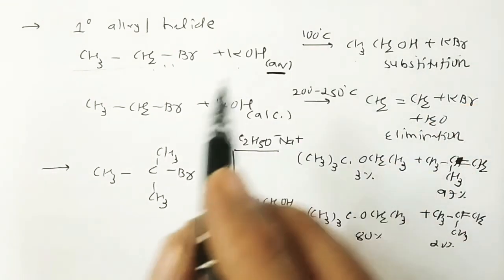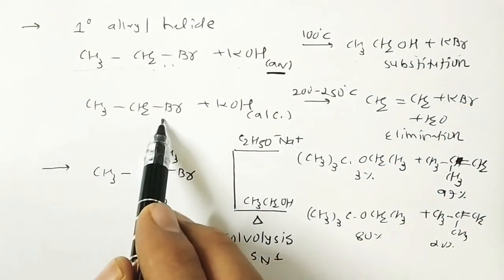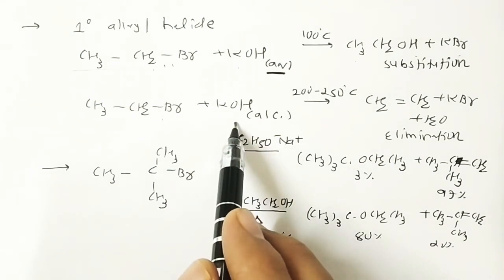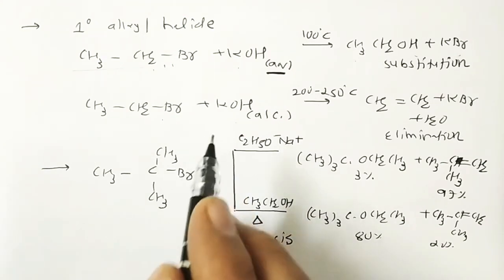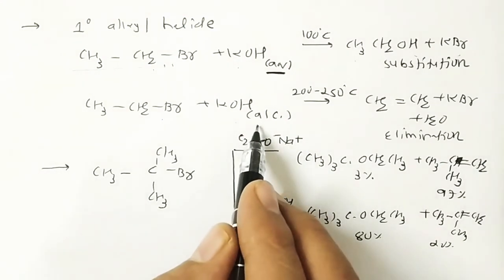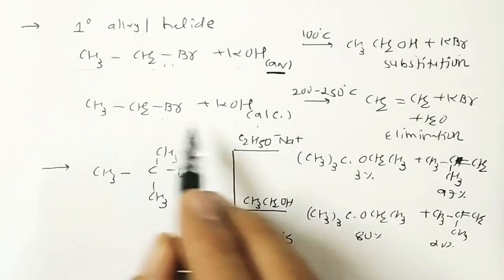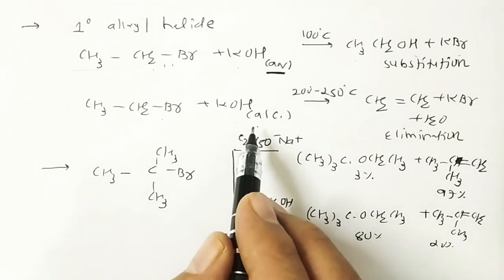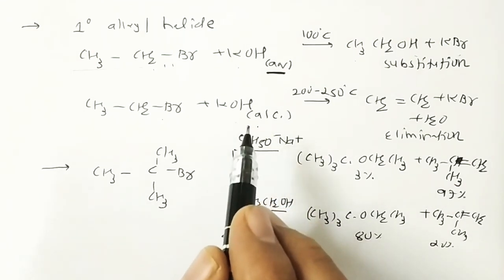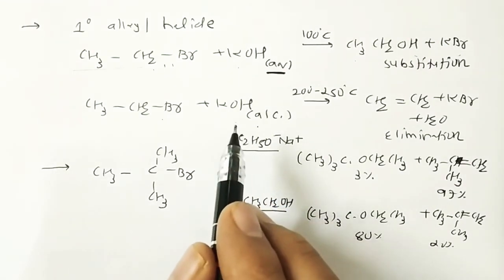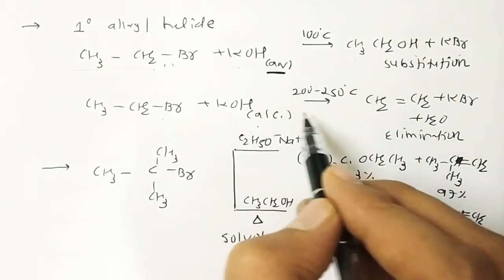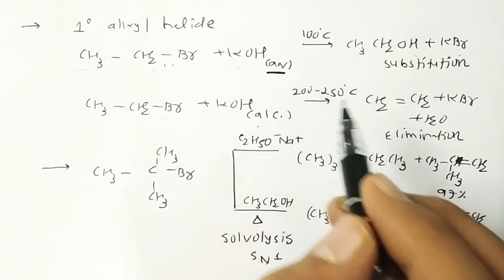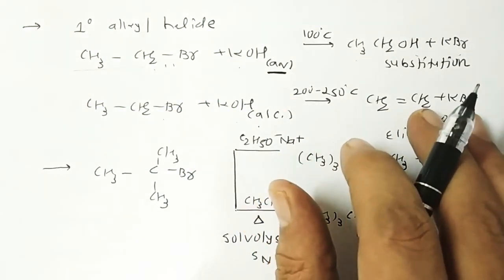However, primary alkyl halides can still be made to undergo elimination by use of a base stronger than NaOH or KOH, a less polar solvent such as alcohol rather than water, and high temperature. Thus ethyl bromide, when heated with ethanolic KOH, forms a C2H5O⁻ ion. C2H5O⁻ is a much stronger base than hydroxide ion. C2H5OH is also less polar than water. And we perform the reaction at 200 to 250 degrees centigrade, so they favor the elimination reaction.